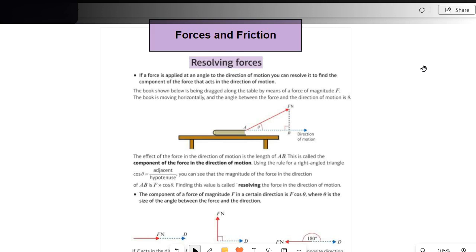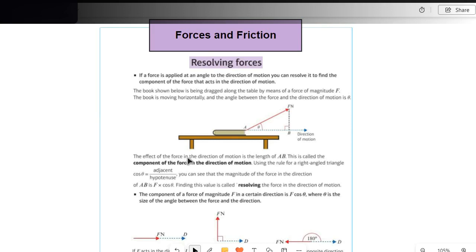So first, let's dive into resolving forces. If a force is applied at an angle to the direction of motion, you can resolve it to find the component of the force that acts in the direction of motion. The book shown below is being dragged along the table by means of a force of magnitude F. The book is moving horizontally and the angle between the force and the direction of motion is theta.